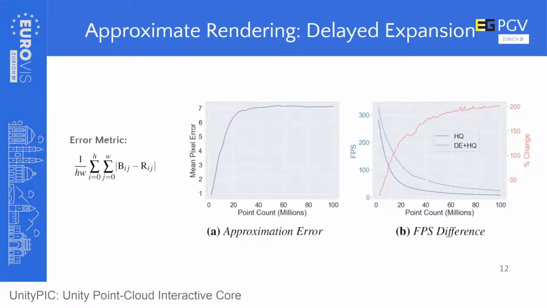In contrast, the performance gain is much more significant. We can see a roughly 75% FPS increase at 10 million points and a 120% increase at 20 million points.